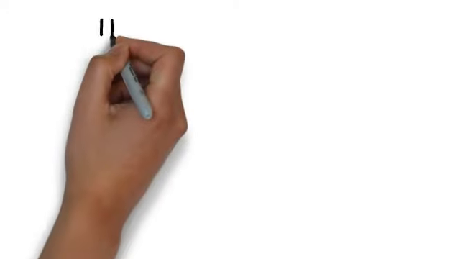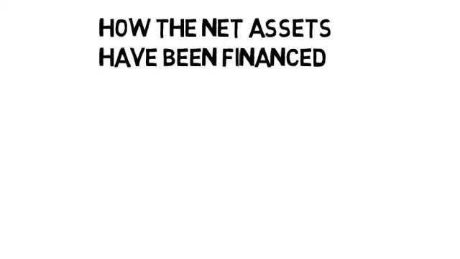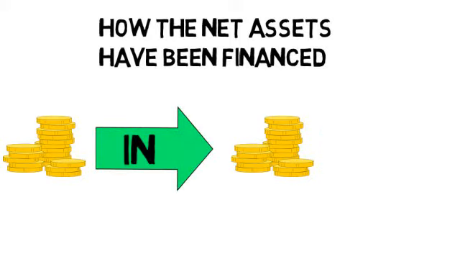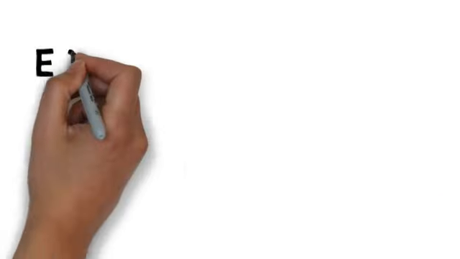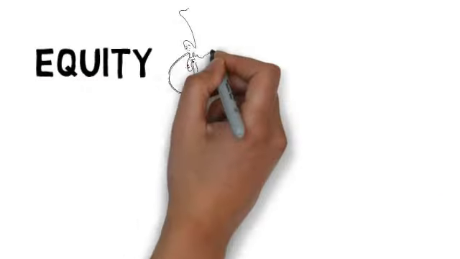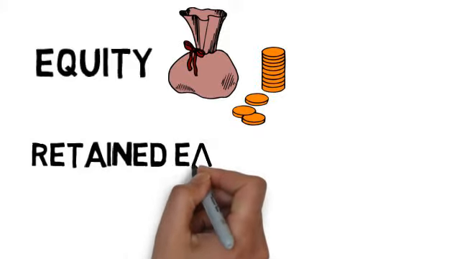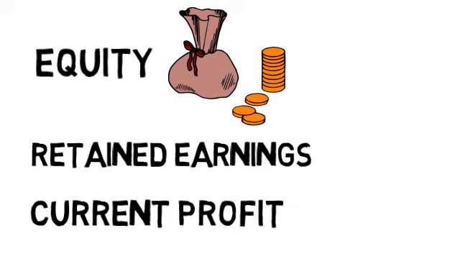The second part of the balance sheet simply shows how the net assets have been financed and should detail the money that has gone into the business and the money paid out. Included will be equity, that's the money its owners have put into a business. Retained earnings, that's the profit from previous years held onto to reinvest in the business rather than paying out as dividends or drawings. And current profit, that's what the business has actually made this year.